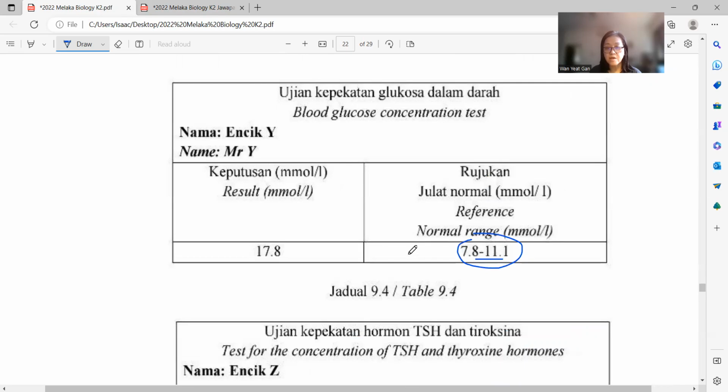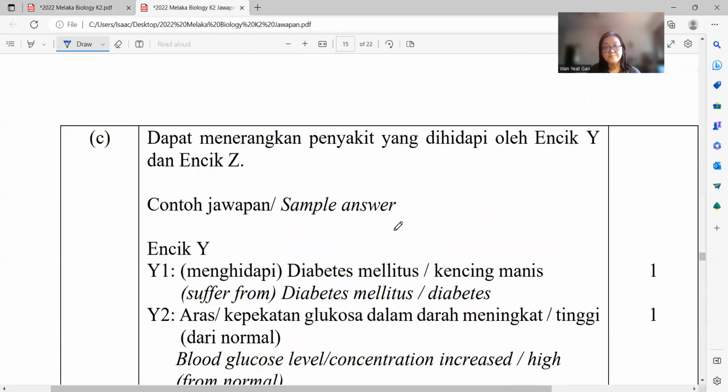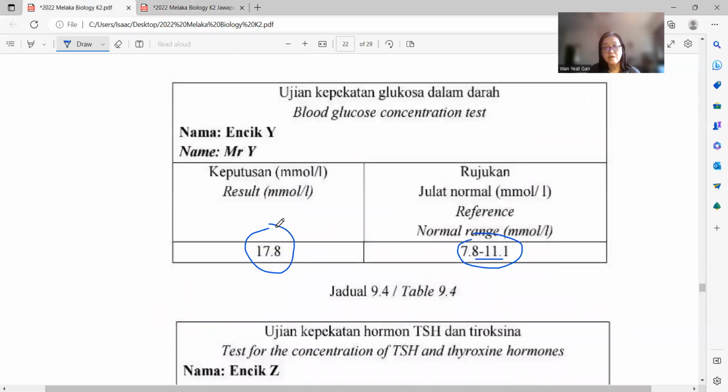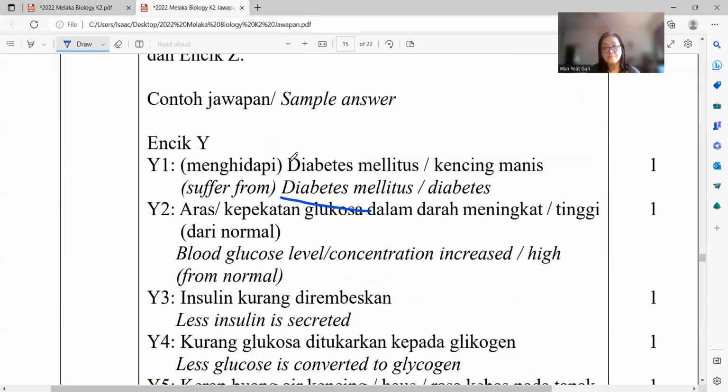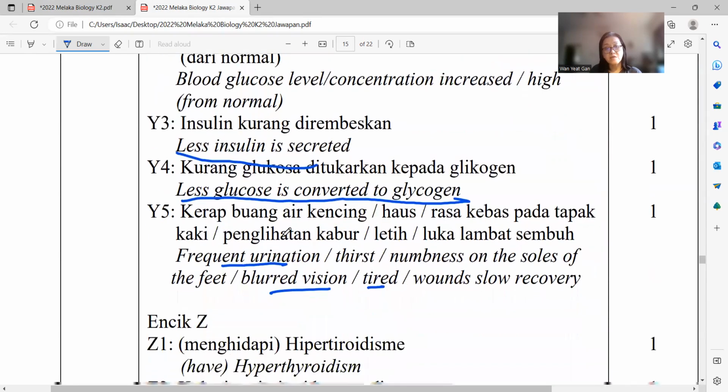For Mr. Y, normal is 7.8 to 11.1, but he is far beyond the normal range, at 17.8. So Y is actually suffering from diabetes mellitus because you can see that his blood glucose is above the normal range. This is due to less insulin being secreted, and therefore less glucose is converted into glycogen. His symptoms will be frequent urination, blurred vision, and tiredness.